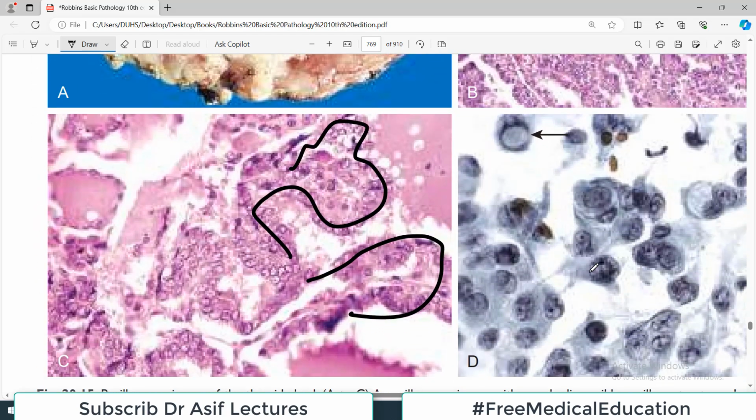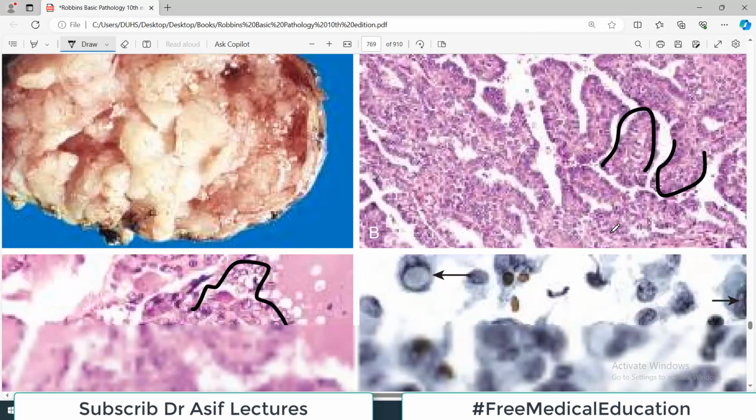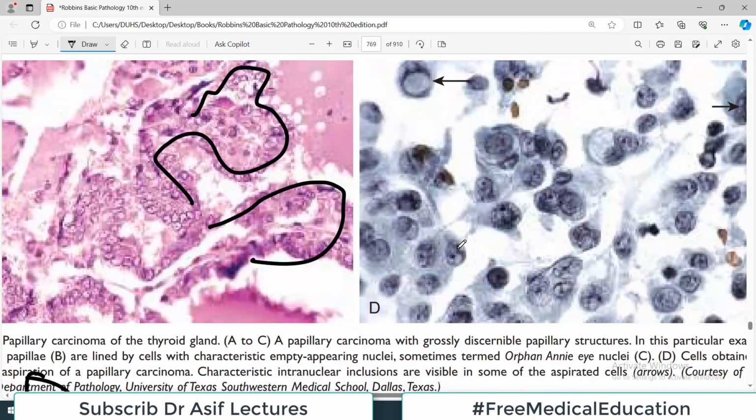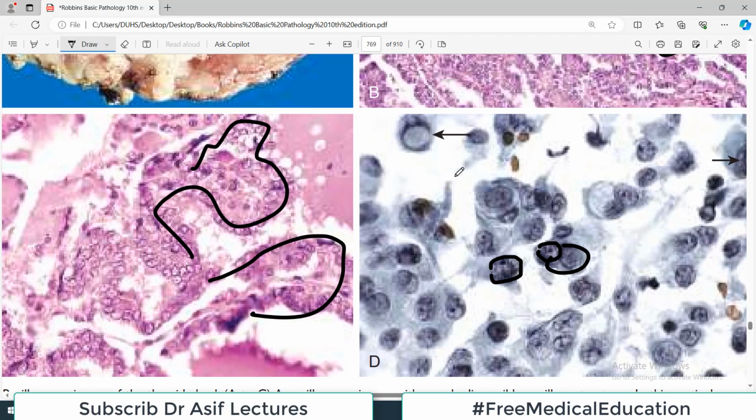Okay, so let's have a look at the orphan nuclei. If you look at the diagram here, you see these are the nuclei. These nuclei are called orphan nuclei. They're very characteristic of these papillary tumors. So if you see such an image, that is what we are talking about.